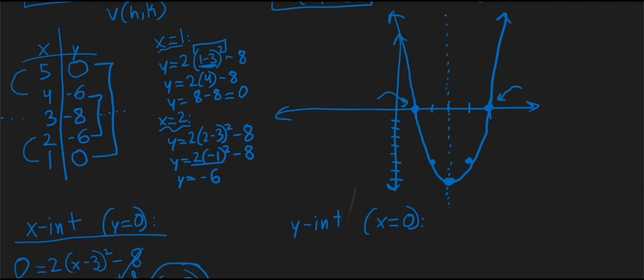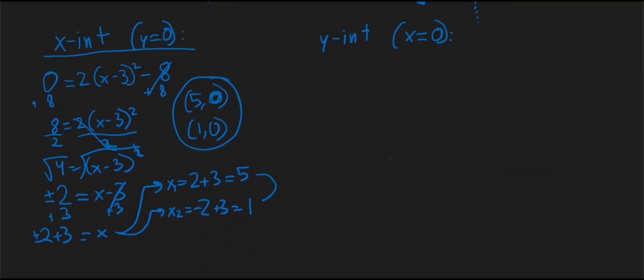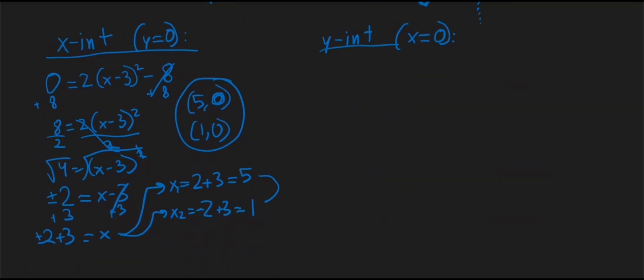So this parabola has two x-intercepts, which I believe we graphed already with the table of values. 5, 0 is right here, and 1, 0 is right there. All right, so now let's move on to the y-intercepts. So you want to plug in a 0 for the value of x to get the y-intercept for the function. And so we have y is equivalent to 2 times the quantity 0 minus 3 squared, and then minus 8.